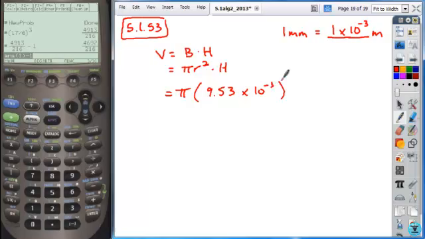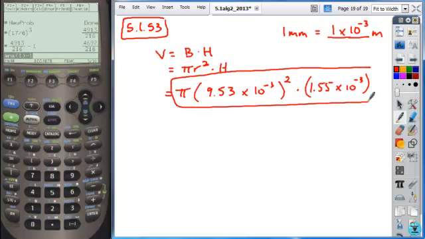So I'm just going to convert this into meters here, square it, multiply by h, the height of this penny, which is given as 1.55 millimeters. So 1.55 times 10 to the minus 3, again, we'll convert out of millimeters and into meters. And so here's our calculation. All you have to do is calculate this, and it'll give you your solution.